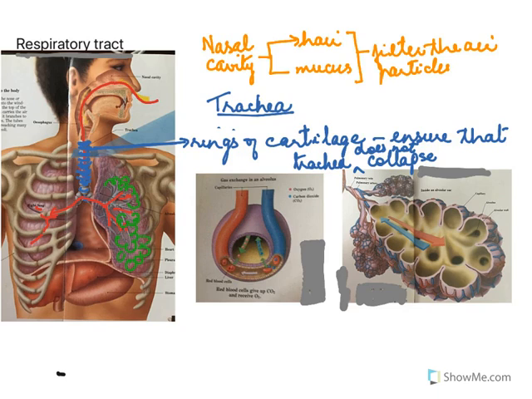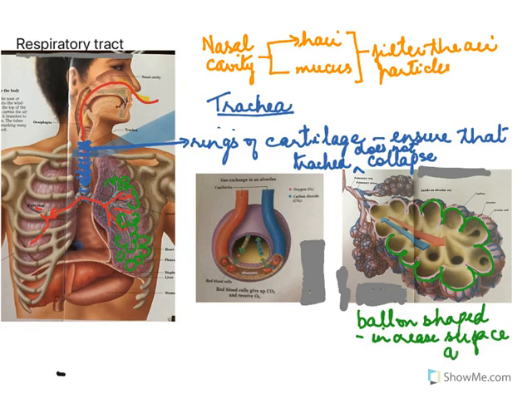So here is a picture of a cross-section of alveoli. Have you seen? They are balloon-shaped, they are curved. And there is a reason why they are curved or balloon-shaped. This increases the surface area, and if there is an increase in surface area, more diffusion or more exchange of gases takes place.